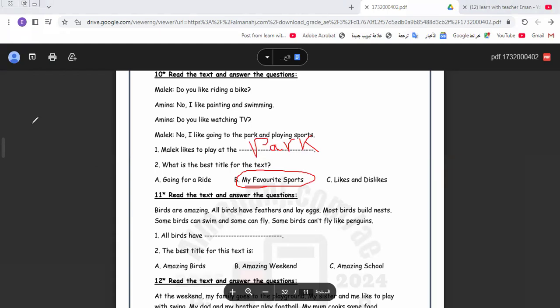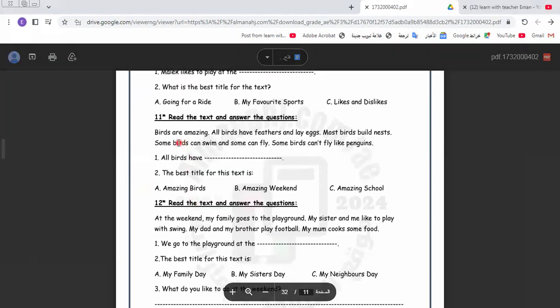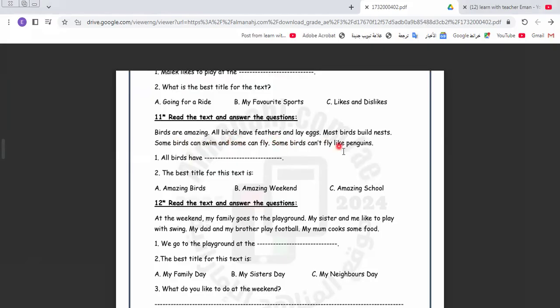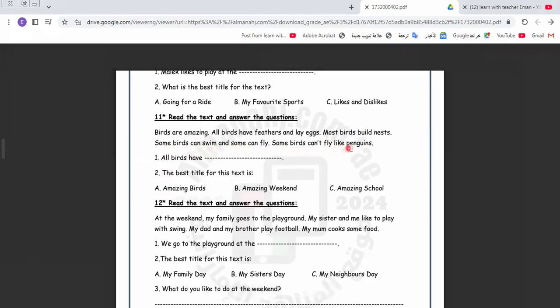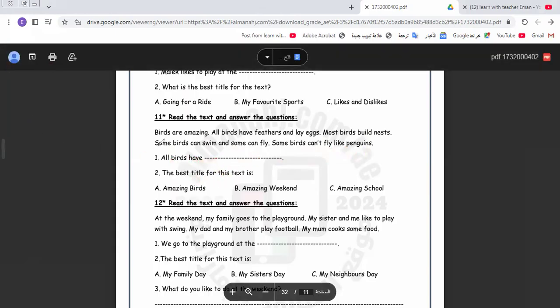Let's read the next text. Here we have, Birds Are Amazing. All birds have feathers and lay eggs. Most birds live in nests. Some birds can swim and some can fly. Some birds can't fly, like penguins. All birds have what? As we know, all birds have feathers. You must know how to write feathers. Here is the best title of this text: Amazing Birds.